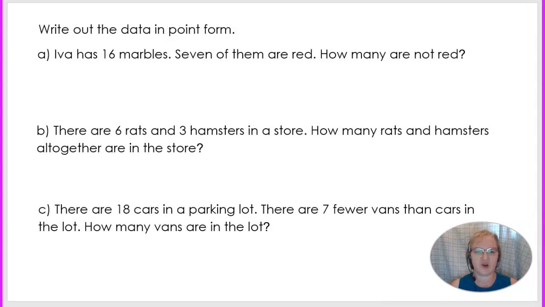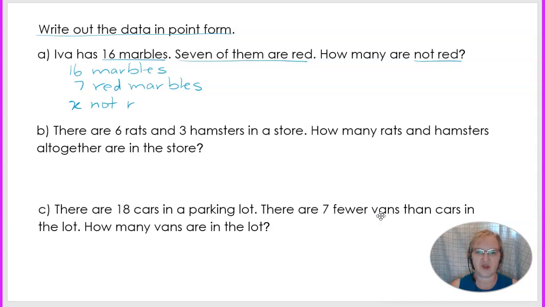Here we have 3 more problems, and all we want to do here is write out the data in point form. Again, remember, it's not asking us to solve anything, it just says to write out the data. So Iva has 16 marbles, 7 of them are red. How many are not red? So we would write that she has 16 marbles. 7 marbles are red. We could say 7 red or 7 red marbles. And how many are not red? That's what we're not given, right? So that's our X. So X are not red.